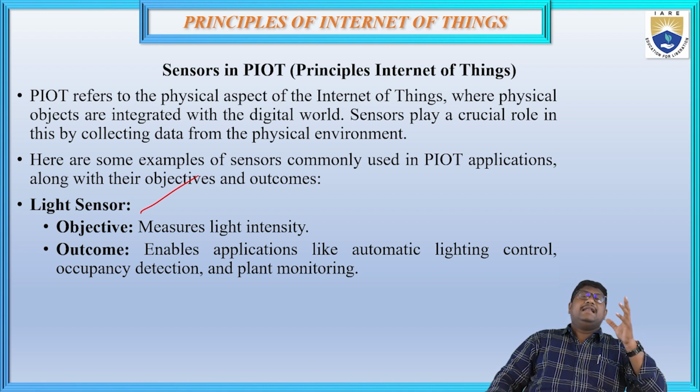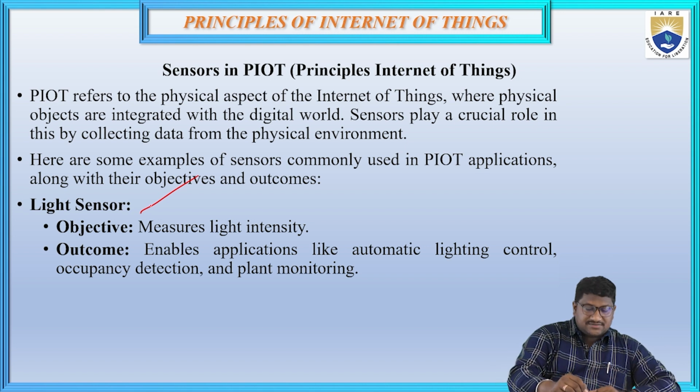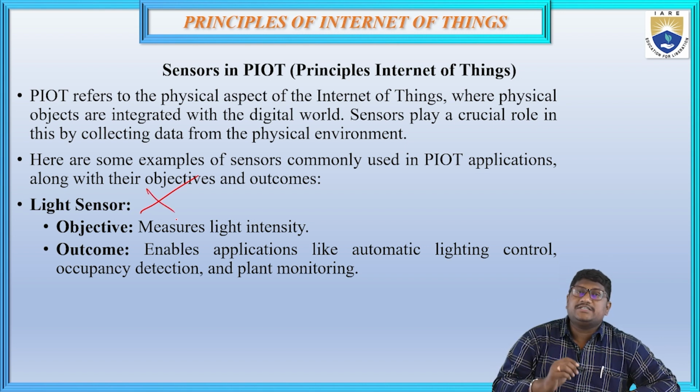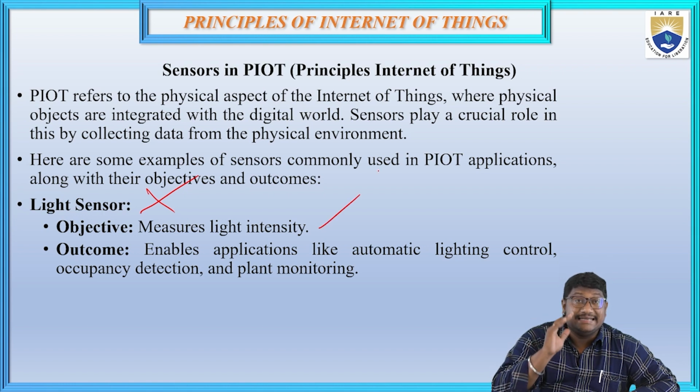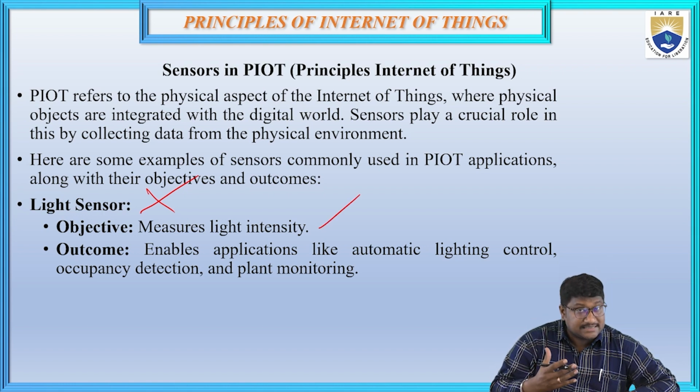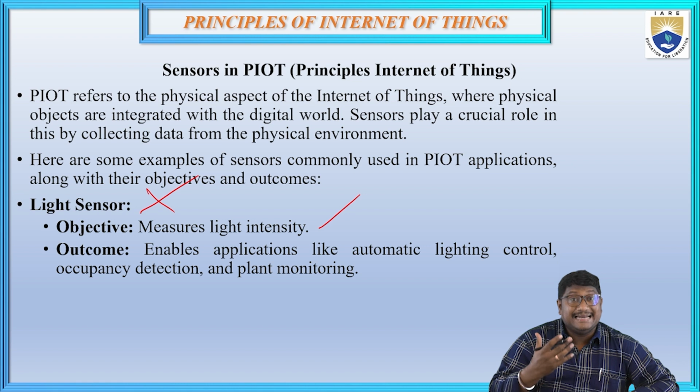The first one is the light sensor. What is the main objective of the light sensor? The objective of this light sensor is that we need to measure the light intensity.